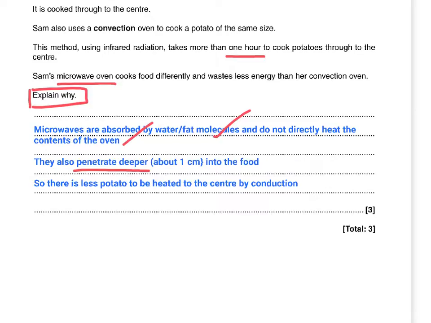So there is less potato to be heated to the center by conduction. This is a good, reasonable observation. If you are penetrating deeper into the food, obviously you'll be closer to the center, if you like. So the rest of the food is cooked by conduction or convection. And of course there's less distance for that to happen, so that's why it happens more quickly.